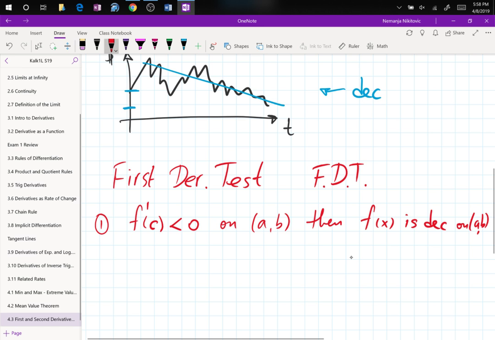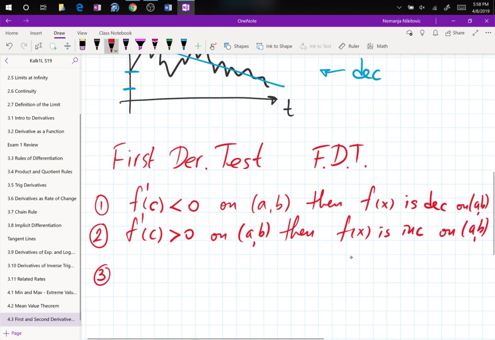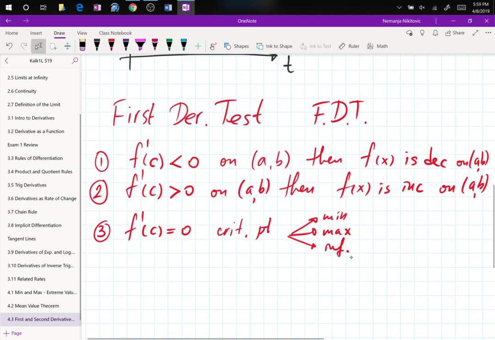So if the first derivative is less than 0, now you already know this from before. We graphed the function and the derivative. And the second one is that if f prime of c is larger than 0 on AB, then f of x is increasing on AB. And finally, number 3, if f prime of c is equal to 0, you have a critical point, which could be min, which could be max, which could be also inflection point. We'll get to it. So this is your first derivative test. And clearly, calculation and you get a number, it can be only one of these three. Equal to 0, less than 0, then more than 0. There's no fourth option.